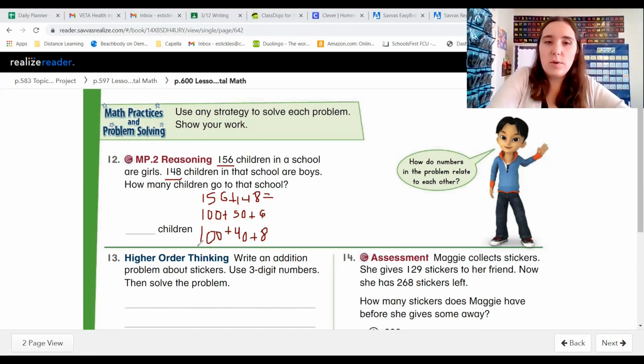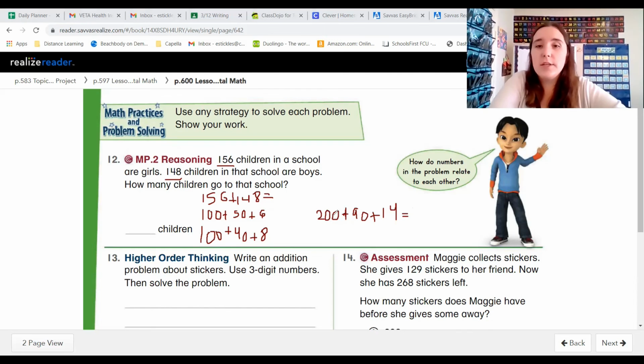100 plus 100 is 200. I'm just going to write it over here so I can see it a little better. 200. 5 tens plus 4 tens is 9 tens, or 90. And then 6 ones plus 8 ones is 14. And then I know that 200 plus 90 is 290, plus 10 is 300, plus 4 more ones would be 304. So in all, there are 304 children in the school. Fantastic work.